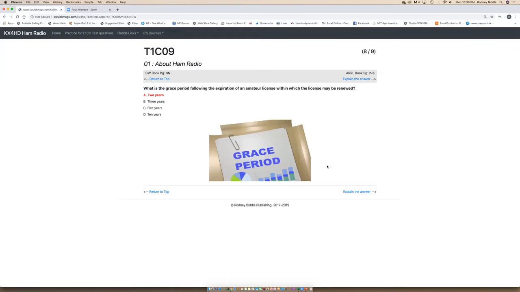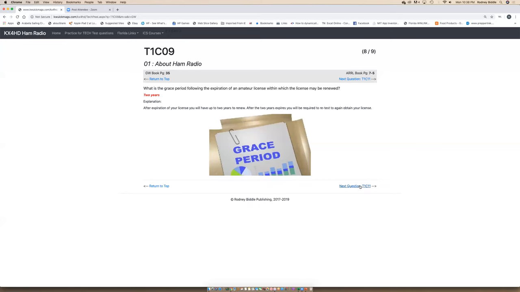Remember, this is the smallest number answer for you. So the grace period, 2 years, is a long grace period, but it's also the shortest grace period option of your options. After expiration of your license, you will have up to 2 years to renew. After the 2 years expires, you will be required to retest to obtain your license. Next question is T1C11.